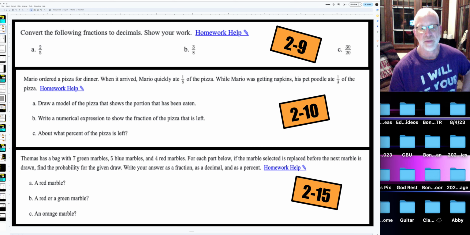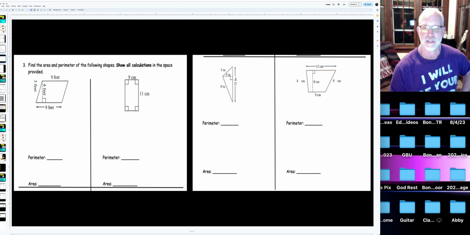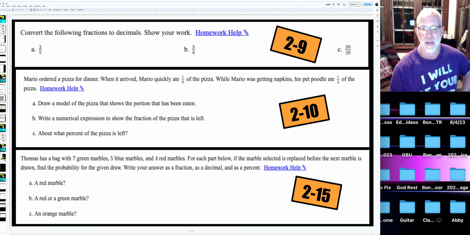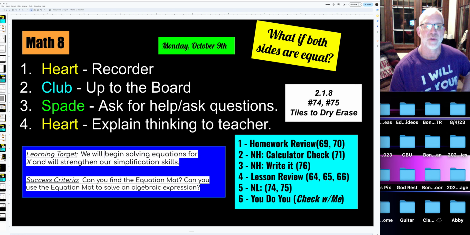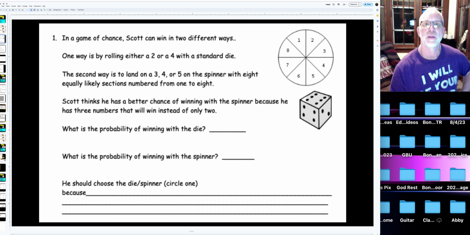So when you stop, then we'll go to summative assessment question number 3, having to do with perimeter and area of various shapes. And then when we go through that, I'm going to say put all your homework away. Now we're going to look at the lesson. And what the lesson is going to have to do with, I'll open this up in your CPM book.